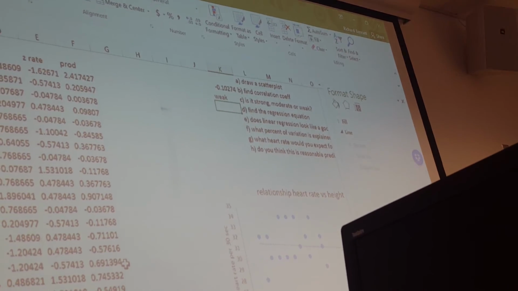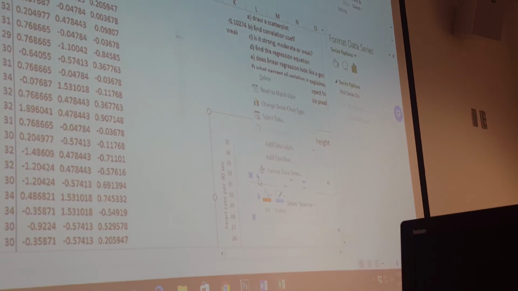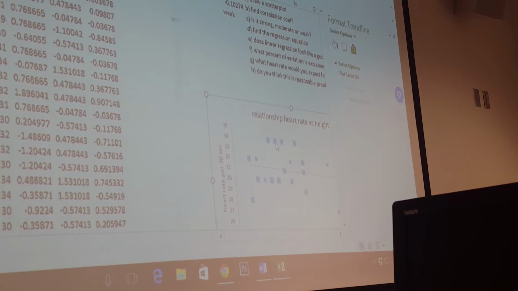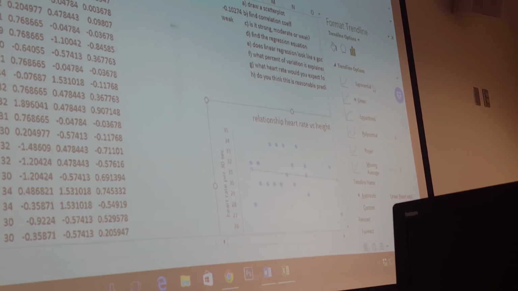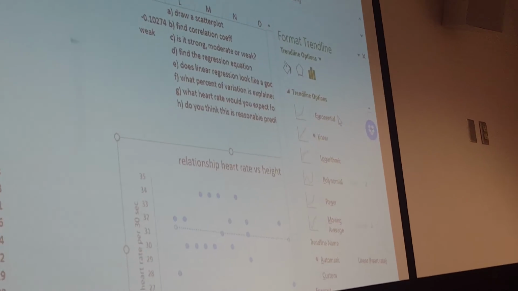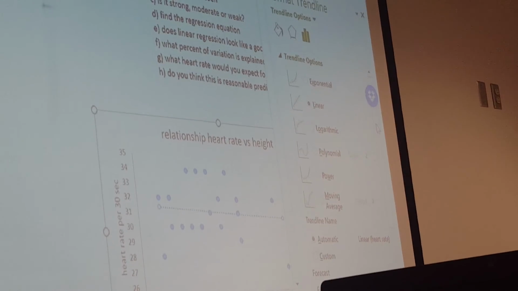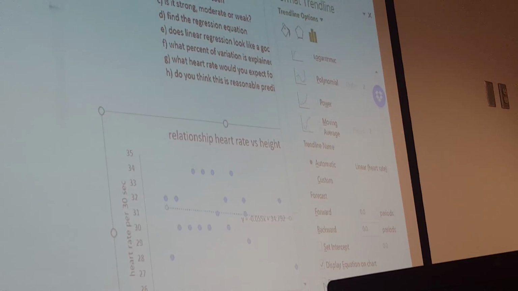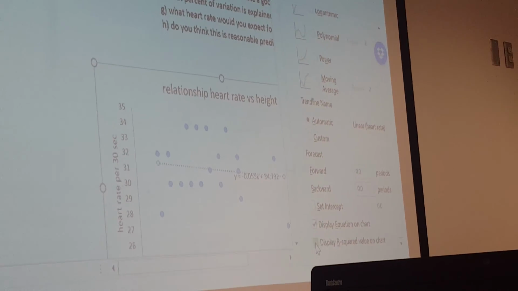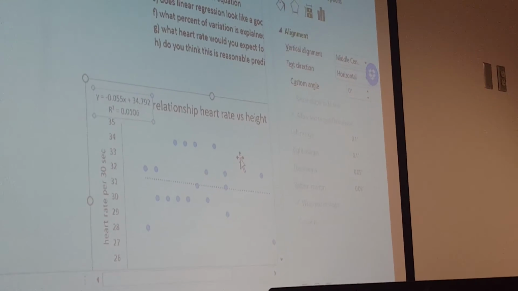How would you find the regression equation? You click on one of the points, add trend line. Then what? Go down to the bottom, display the equation. Do you want the r squared? It's part of the equation. Sure, why not? I'll put it over here so we can read it.